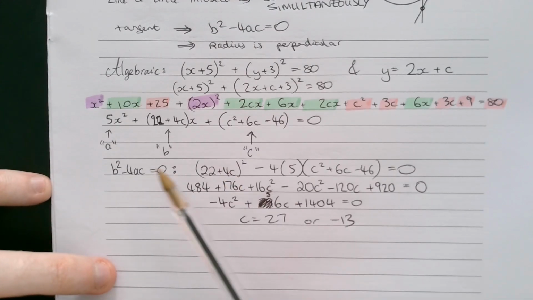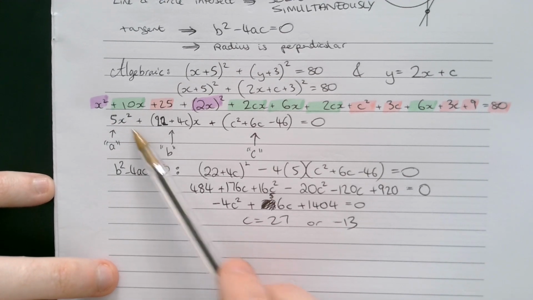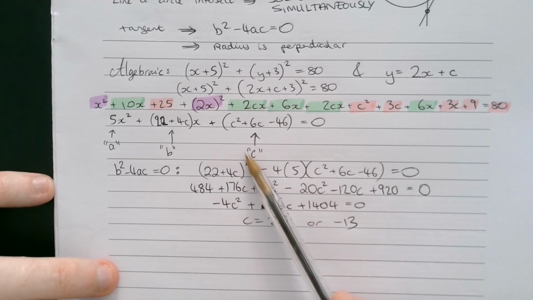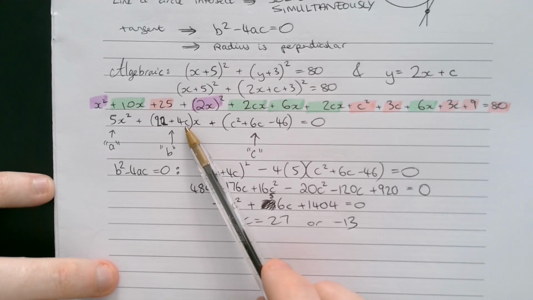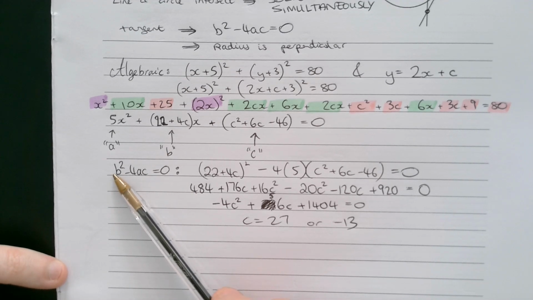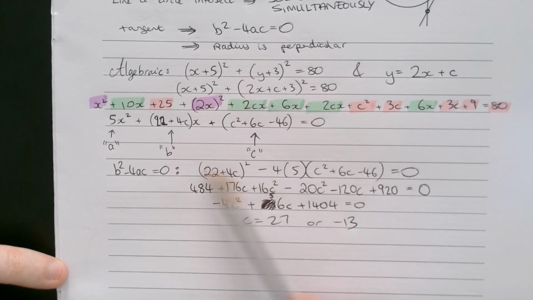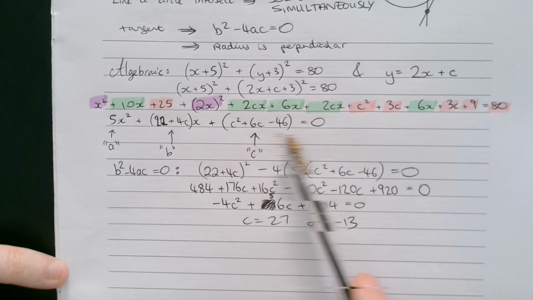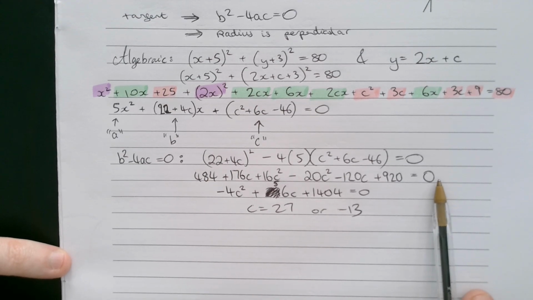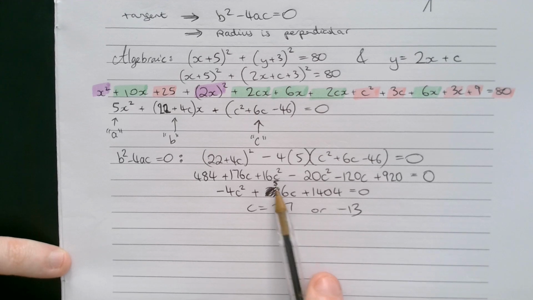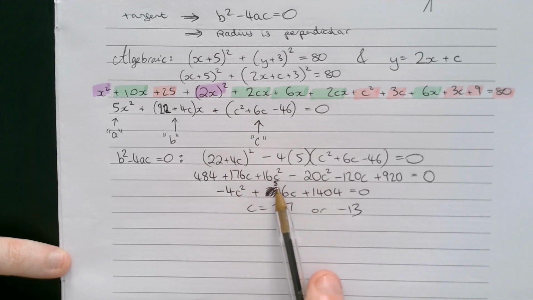We've got a, b, and c here. So a is the number before x squared, b is the number before x, and c is the number on its own. Okay. These are just numbers, because the c is just a number. So if that's equal to 0, b squared, which is 22 plus 4c, all squared, minus 4a is 5, c is all of that, equals 0. Expand that all. Simplify, that says 56. I accidentally copied this down wrong as a minus, so I had the wrong number here.